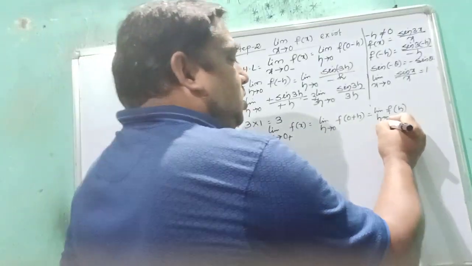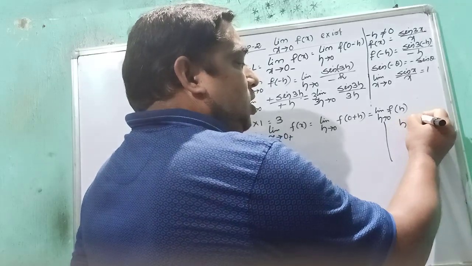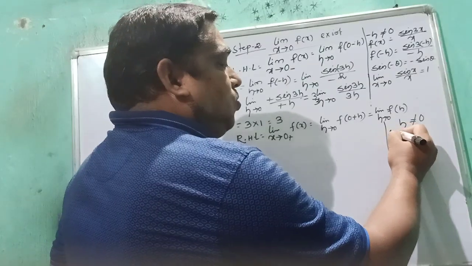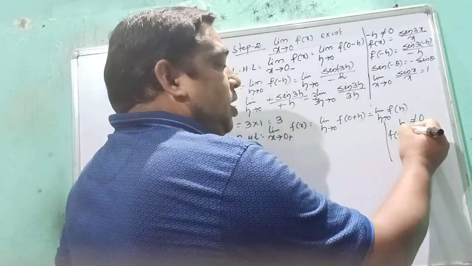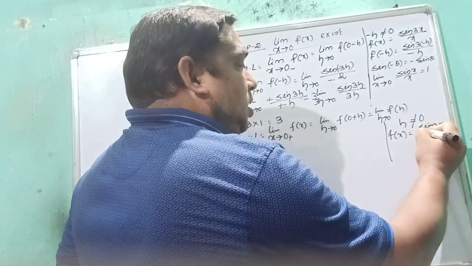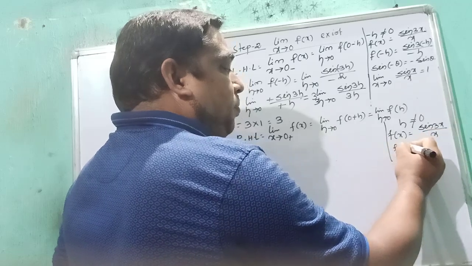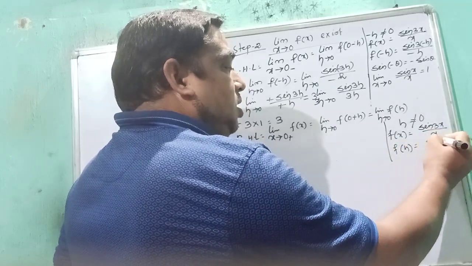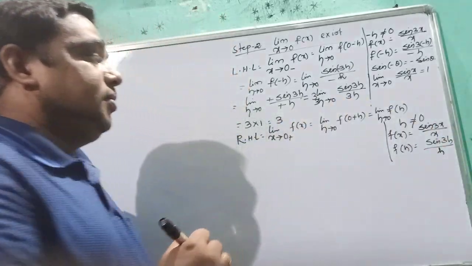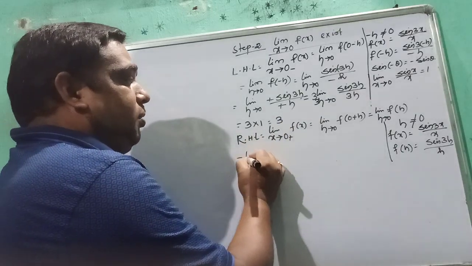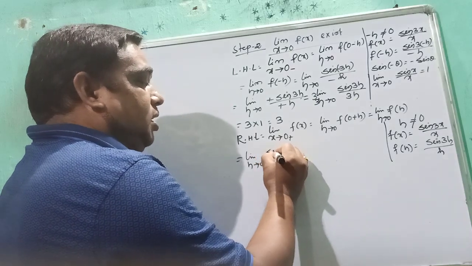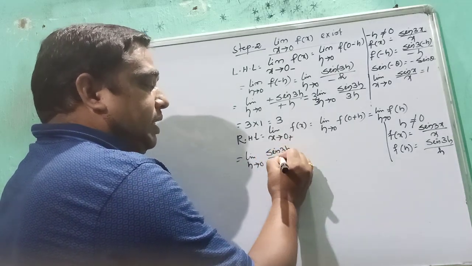Again, what is h here? h is a very small positive quantity, which is not equal to 0. So f(x) is equal to sin 3x by x, according to the question. So what is f of h? sin 3h divided by h. So now what is its value? Limit h tends to 0, replace f(x) with sin 3h divided by h.